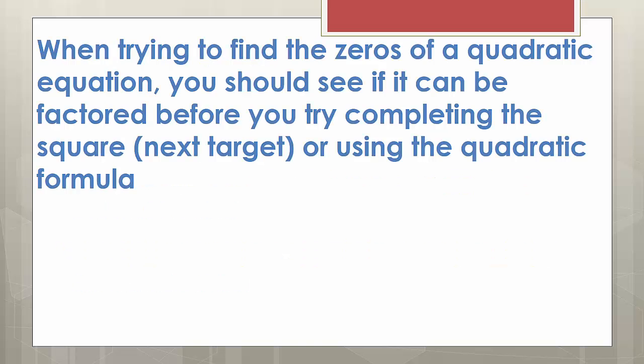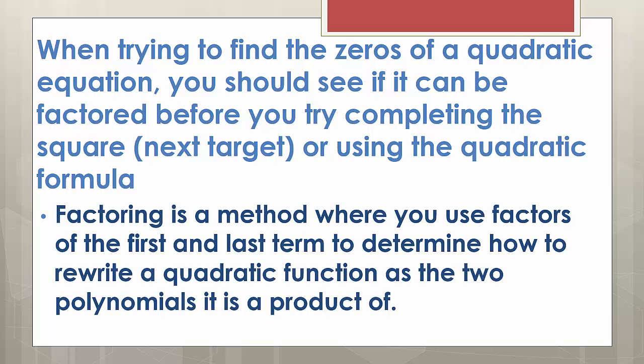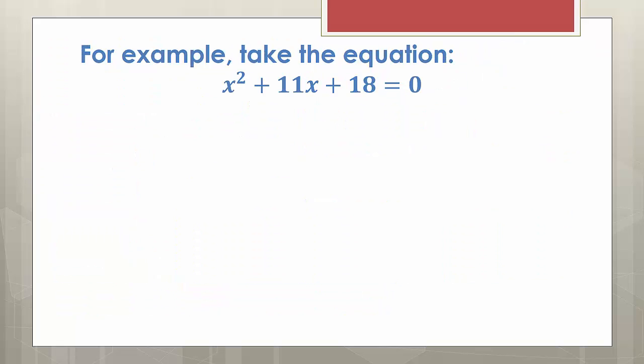When you are trying to find the zeros of an equation, so you're solving for x, the very first thing you should do is see if you can factor it, because if not, you'll be forced to either use the quadratic formula or complete the square, which we get into next target. Factoring is just like what it sounds. You use factors of numbers in order to solve this. You'll see how this works in a second.